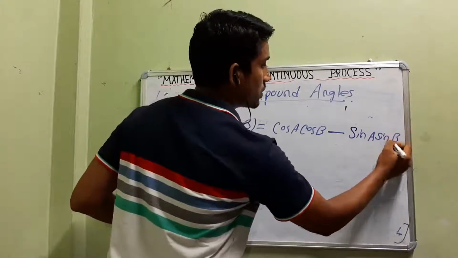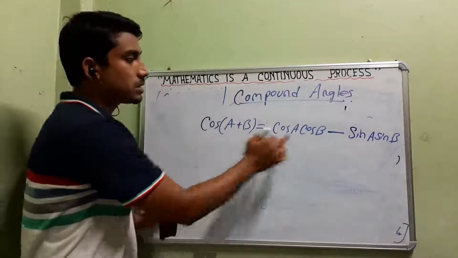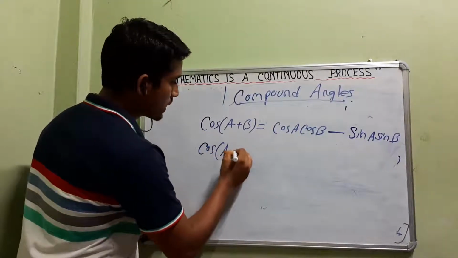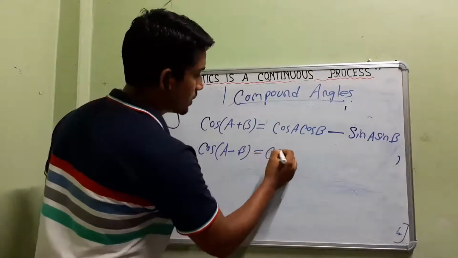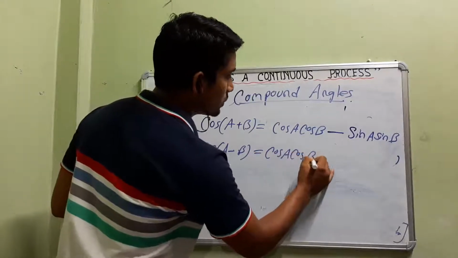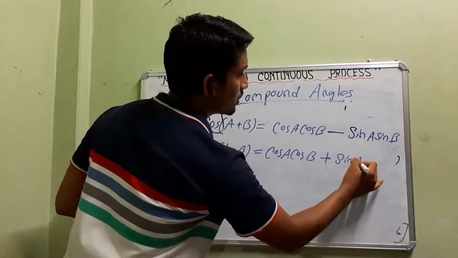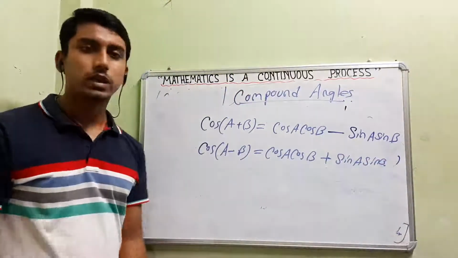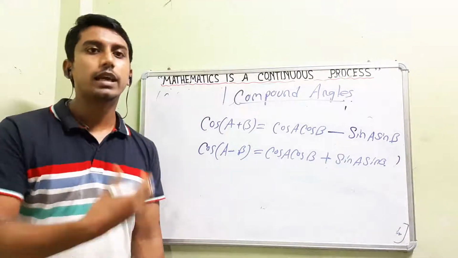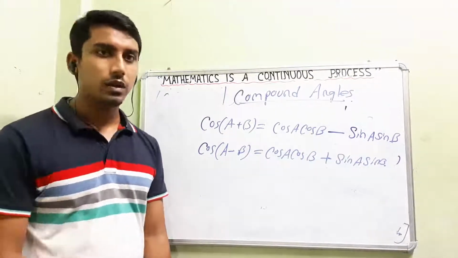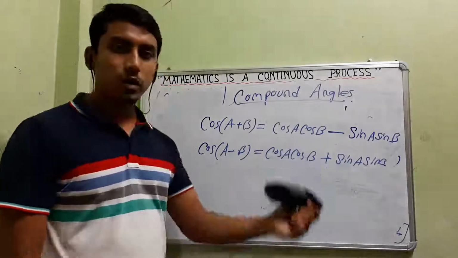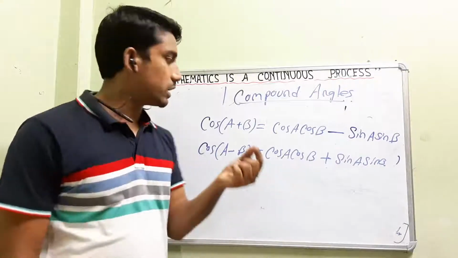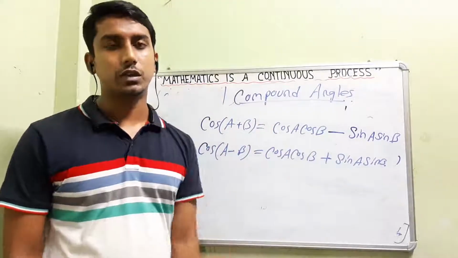Most students make mistakes here only. It is plus in the angle, but the formula should be minus. Remember. Similarly, for cos(A minus B), you do cos A cos B plus sin A sin B. This is the formula for cos. Using these we can get sec, and using sine we can get cosec. Tan and cot I have already given. So these are the formulas for compound angles, or the topic is transformation of sums and products.